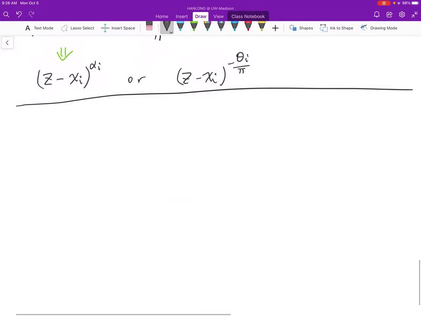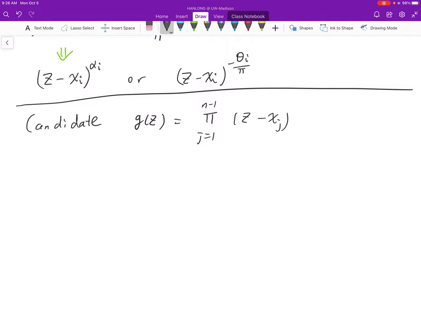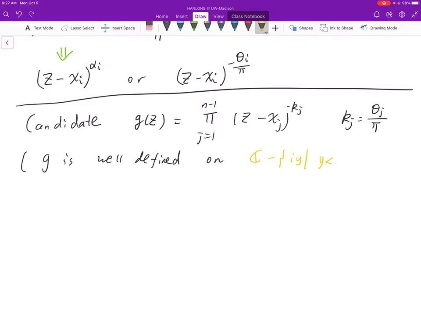So the candidate function to change the angle at a corresponding point will be the product over j from 1 to n minus 1 of z minus xj to the power minus kj, where kj is theta j divided by pi. Of course, this function g is well defined on C minus the ray iy with y less than or equal to 0. But this is not our f.